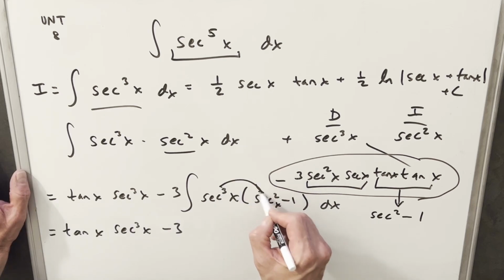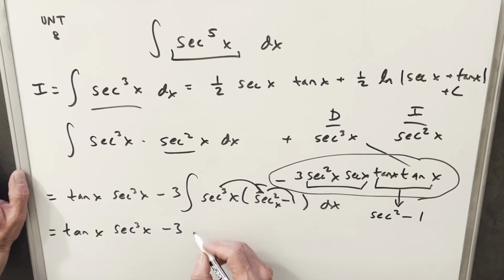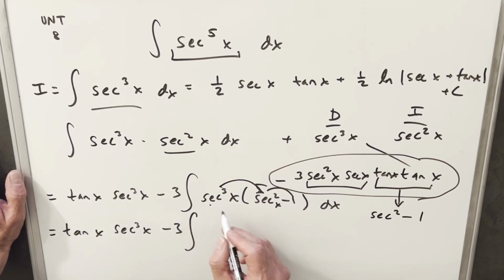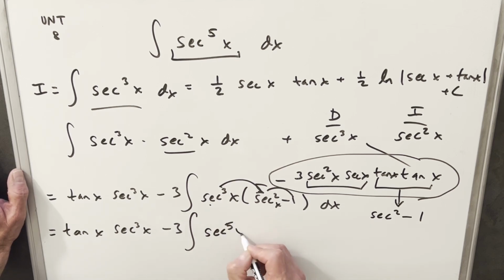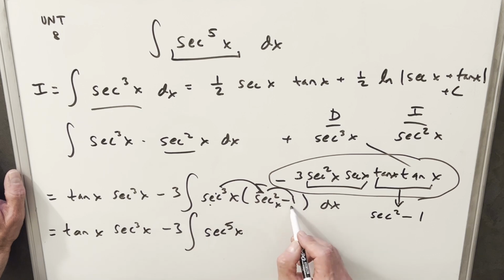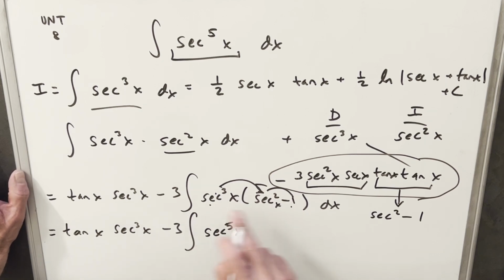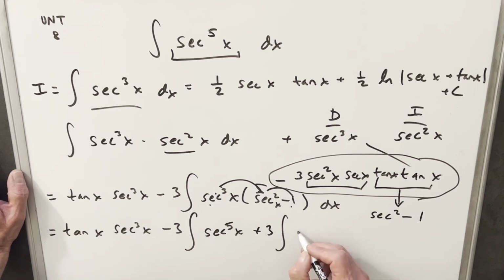And again, we'll just distribute here and here. So we're going to have secant cubed times secant squared x. This is going to give us secant to the fifth x. And then distributing secant cubed x times our 1. Then because we have a minus times minus, we're going to have a plus 3 secant cubed times 1, which is just secant cubed x.